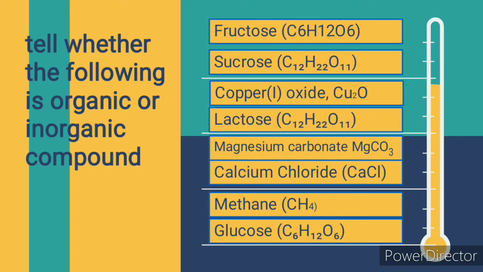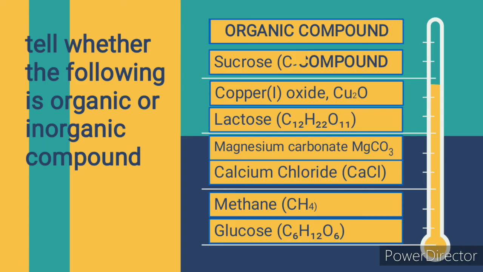What is it? Okay, very good. That is an organic compound because it has carbon, hydrogen, and oxygen. Let's take a look at the next example. So we have sucrose. It has 12 carbon atoms, 22 hydrogen atoms, and 11 oxygen atoms. So what is this? Very good. This is again an organic compound.